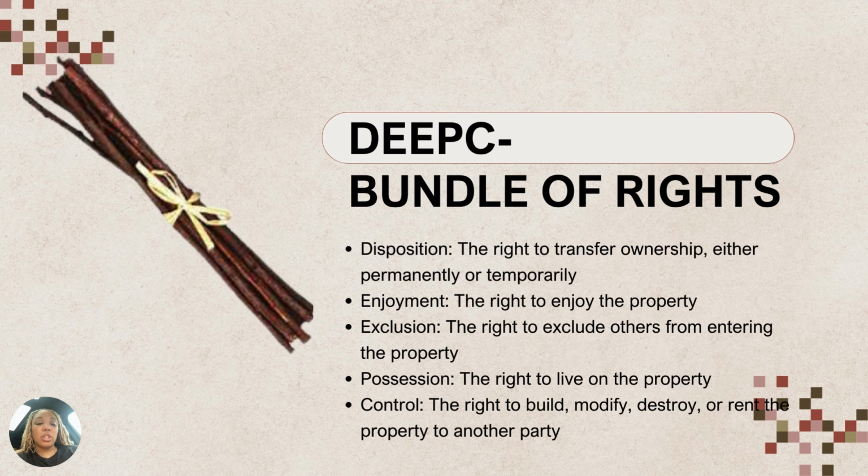So if they ask a question like, which one is not a bundle of rights, or which one does not belong, you would know what it is because you would clearly use DEEPC, okay? So D is disposition, which is the right to transfer ownership, either permanently or temporarily. How I always remember it is, I can dispose of it. It's mine. If I want to put it in the trash, if I want to give it to a friend, it can be disposed of. That's how I remember the definition of disposition.